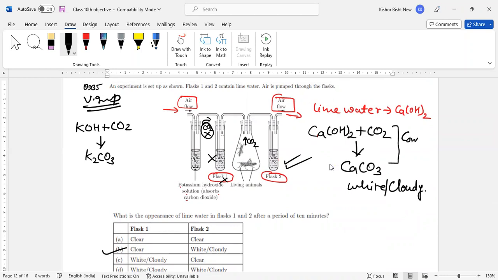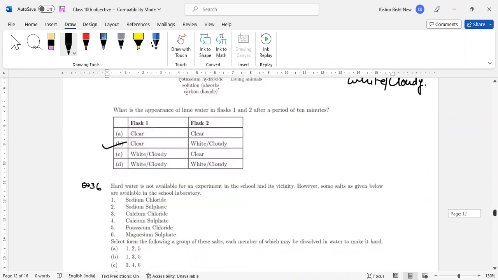This is a combination reaction. And they can also ask what type of reaction is going on in the first test tube A. Here is also a combination reaction, and it forms potassium carbonate. They can ask what compound is formed, and the question can be asked from here also.